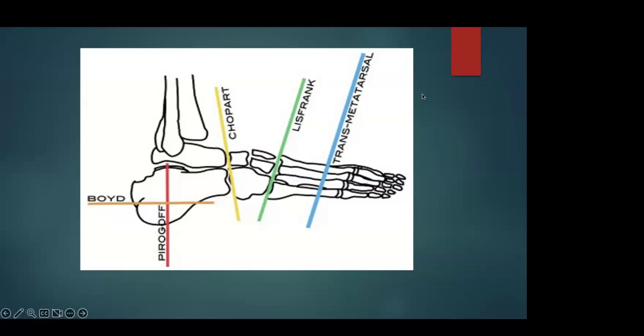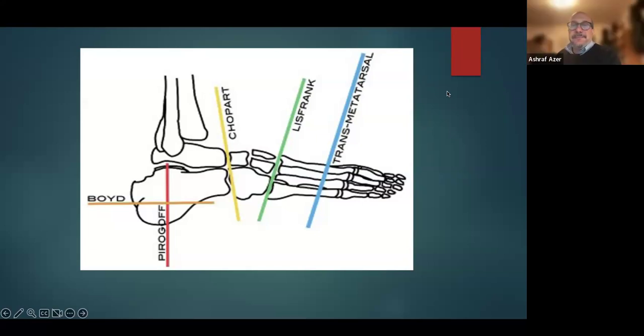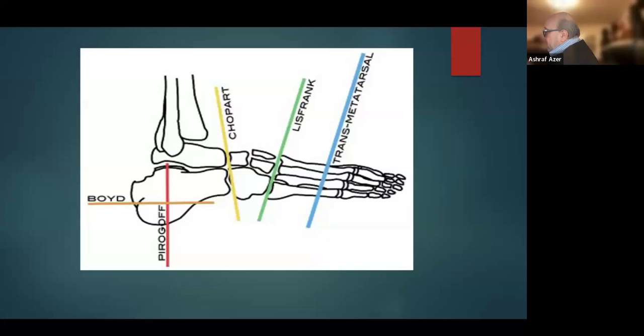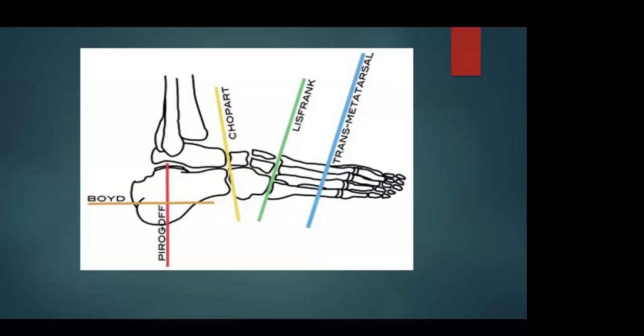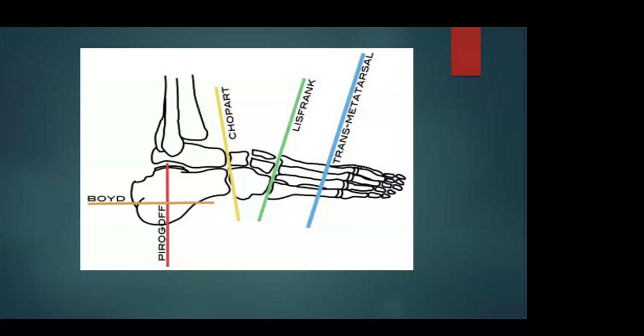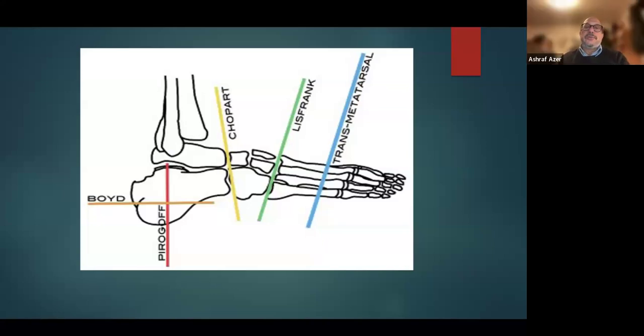What's the most important indication of Syme's? Any cause of general cause of amputation, infection, some diabetic foot problems. For diabetic foot, what's the main problem? The vascularity. We have to get an intact posterior tibial artery for the heel pad. So this is one of the indications. If you don't have an intact posterior tibial, you don't do Syme's.